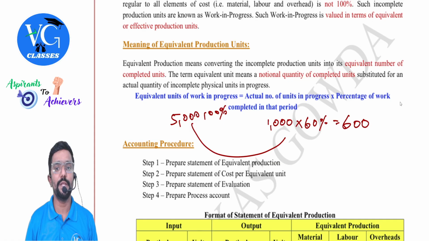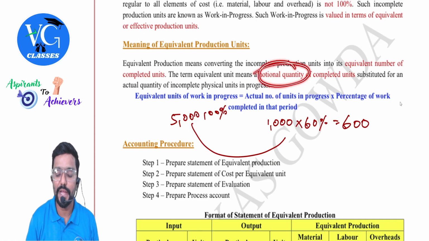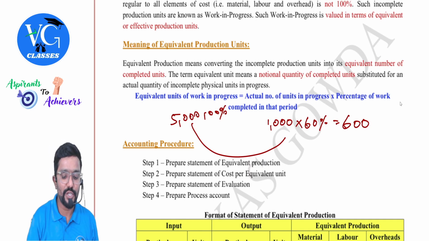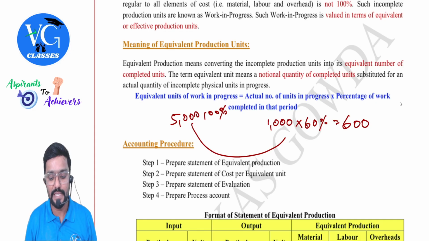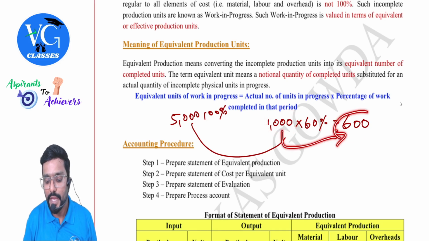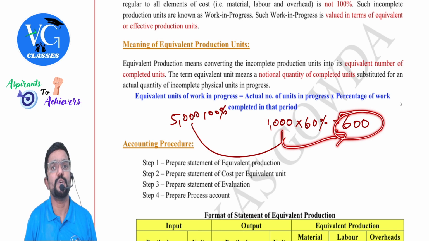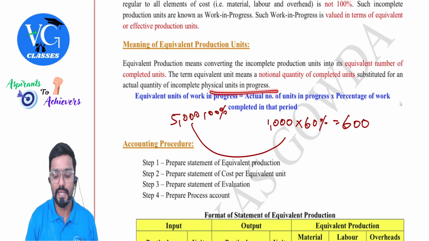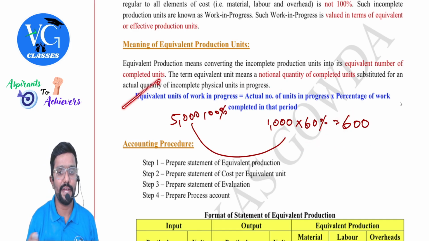The term equivalent unit means a notional quantity of completed units substituted for an actual quantity of incomplete physical units. What are the incomplete actual physical units? 1,000. If I convert that into an equivalent number of units, this is notional. Incomplete physical units in progress. Sir, how do I get it? Simple.